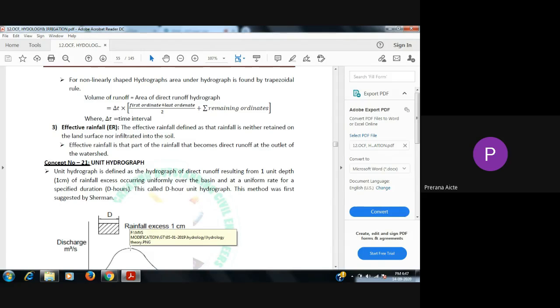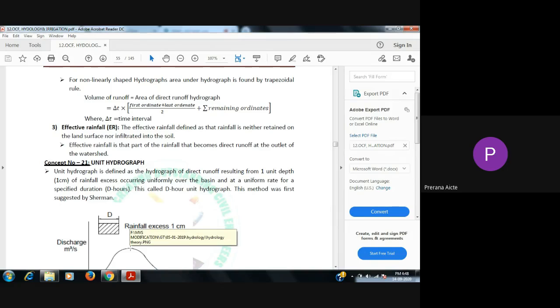What is effective rainfall? Effective rainfall is defined as that rainfall which is neither retained on the land surface nor infiltrated into the soil. So effective rainfall is the part of the rainfall that becomes direct runoff at the outlets of the watershed. So direct runoff refers to: option A, normal rainfall; B, average rainfall; C, effective rainfall; D, none of the above. The answer is effective rainfall. So direct runoff always refers to effective rainfall.